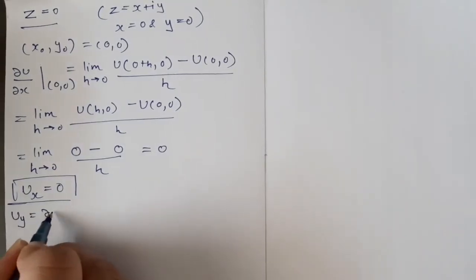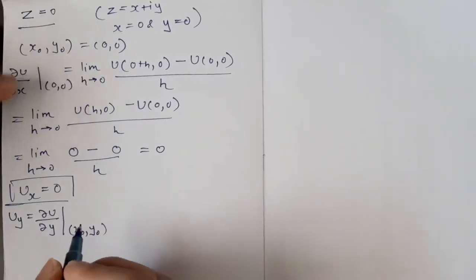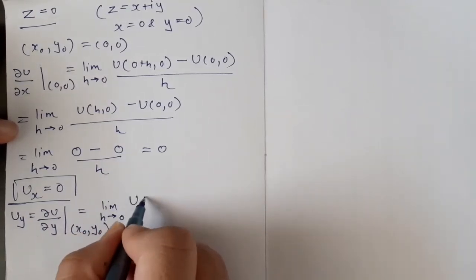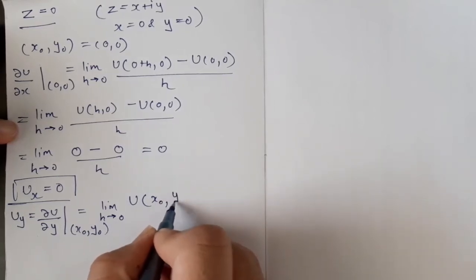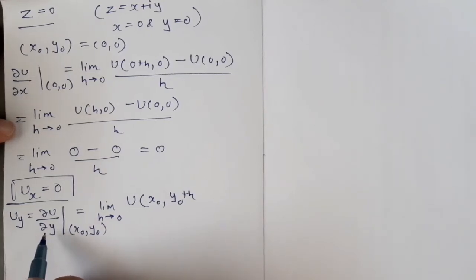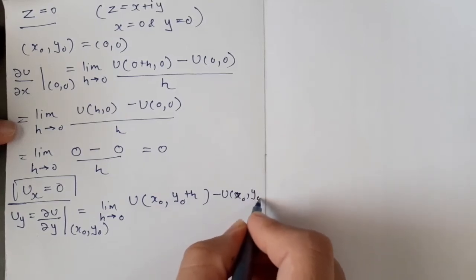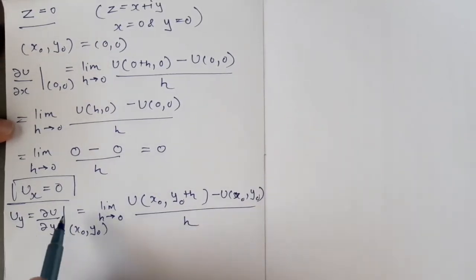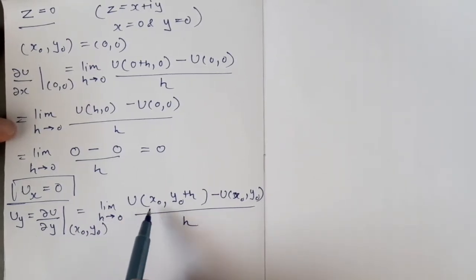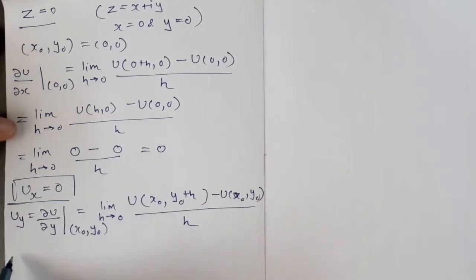So uy equals to del u by del y at point x0 y0, which is equals to limit h tends to 0 of u of x0 comma y0 plus h. Why y0 plus h? Because we are differentiating u with respect to y, so it will be y0 plus h minus u of x0 comma y0 divided by h. Okay, so it is del u by del y at x0 y0, which is equals to limit h tends to 0 u of x0 comma y0 plus h minus u of x0 comma y0 upon h.